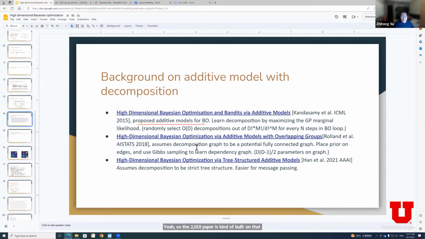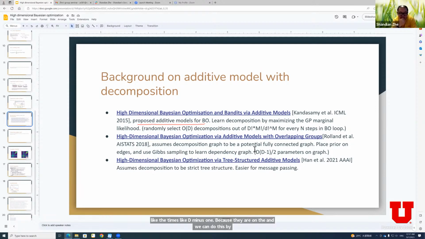It assumed the decomposition graph can potentially be a fully connected graph. So they treat every input dimension as a node, and there is a potential edge connecting them. So we only need to learn the edge parameters. That is only d times (d minus 1) divided by 2, because it is an undirected graph. And we can do this by Gibbs sampling.